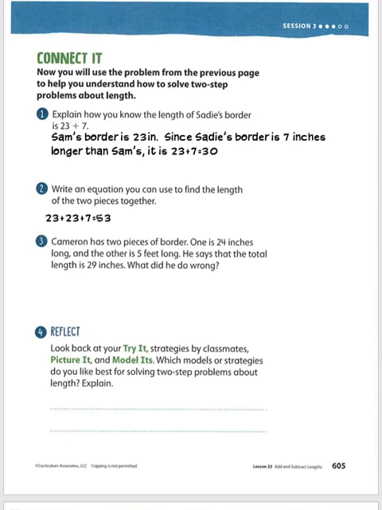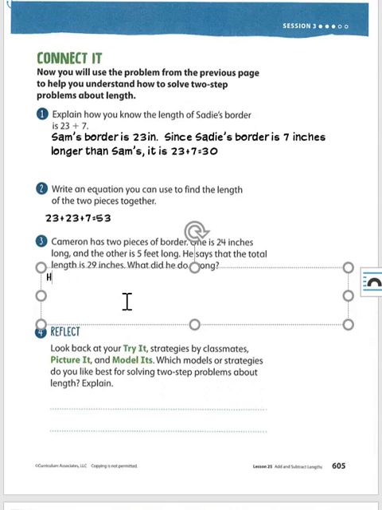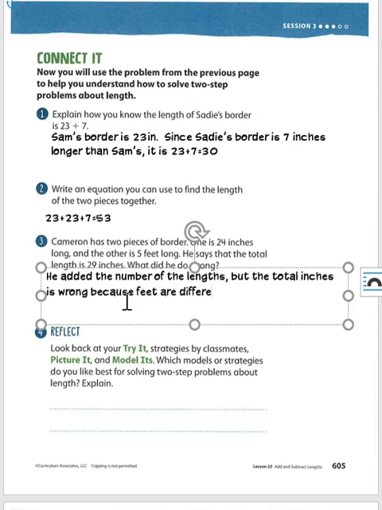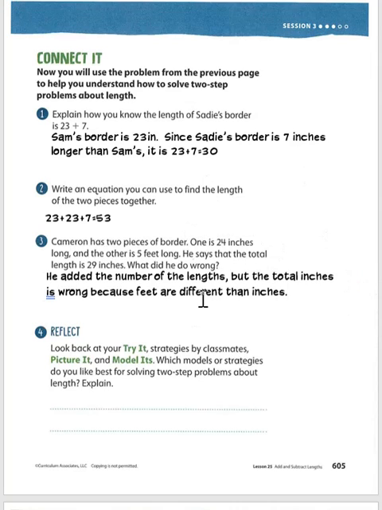Cameron has two pieces of border. One is 24 inches long. The other is 5 feet long. He says that the total length is 29 inches. What did he do wrong? He added the lengths. He added the numbers of the lengths. But the total inches is wrong because feet are different than inches, right? One is in feet, one is in inches. You can't just add them up, right? You have to change it.